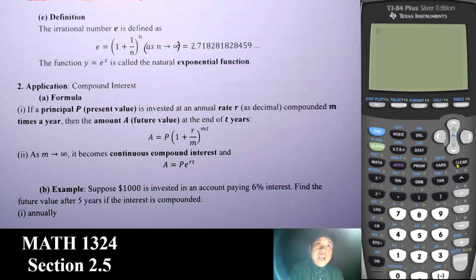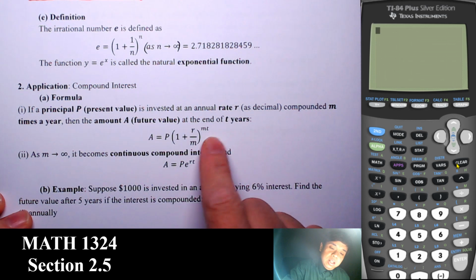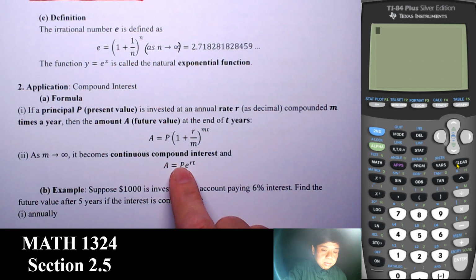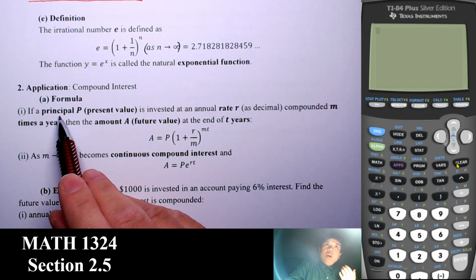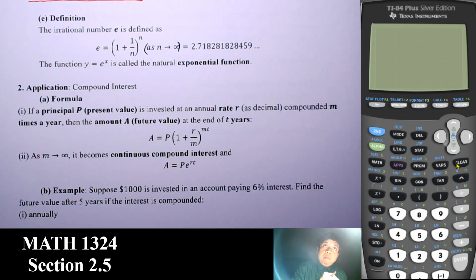Now we go to one application, which we'll spend the whole chapter 3 talking about: compound interest. So if a principal or the present value is invested at the rate r, compounded m times a year, then the amount of future value at the end of t years is given by this. The principal or present value is what we call the investment, or a loan, or something we put in the bank, or something we take out from the bank to borrow money.